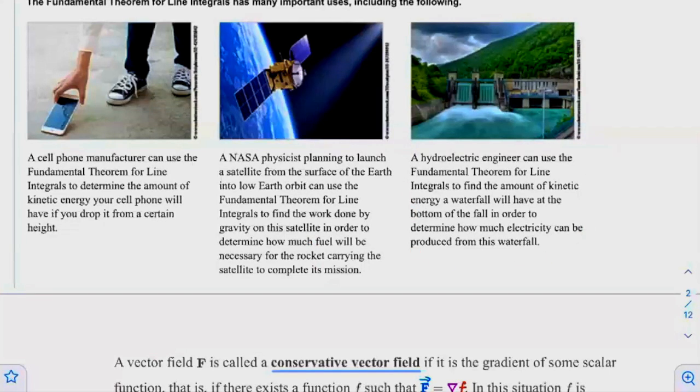The last paragraph. A hydroelectrical engineer can use the fundamental theorem for line integrals to find the amount of kinetic energy a waterfall will have at the bottom of the waterfall in order to determine how much electricity can be produced from this waterfall. Okay, very cool. Learn something new.